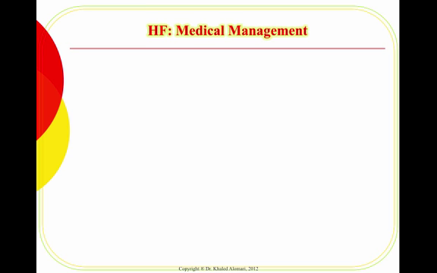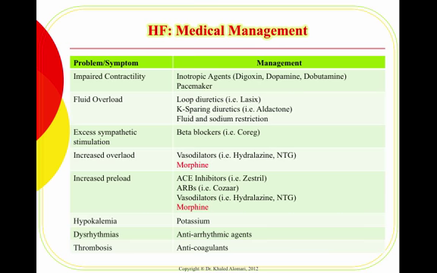Okay, when we think of the management, let's go back and review the pathological symptoms and see how each can be treated. Now, for impaired contractility, we can use inotropic agents like digoxin. This is a medication the patient can take home. It's available IV and PO, but dopamine and dobutamine are for when the patient is admitted, and usually go to ICU to receive this medication.